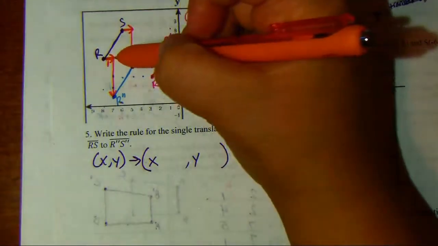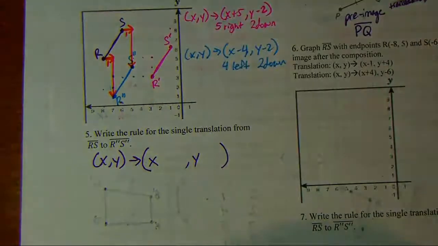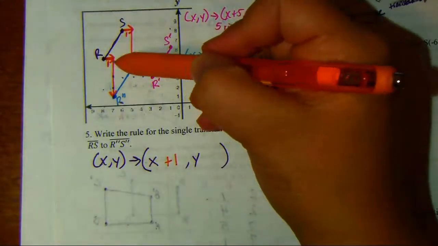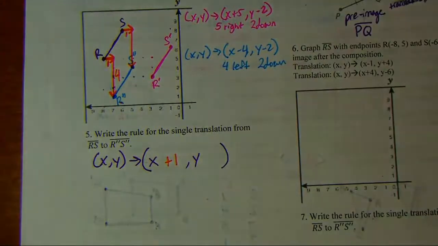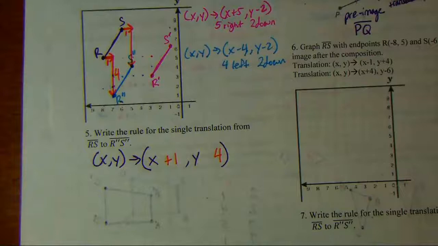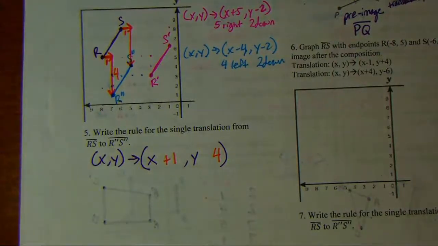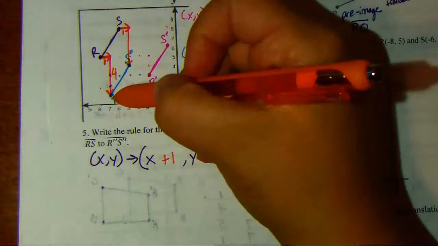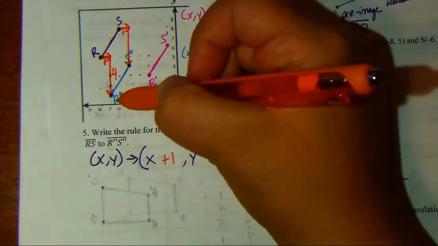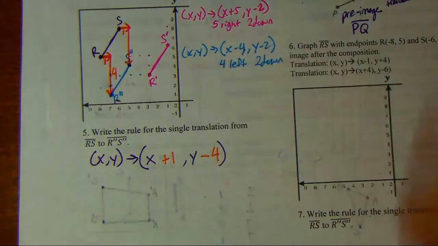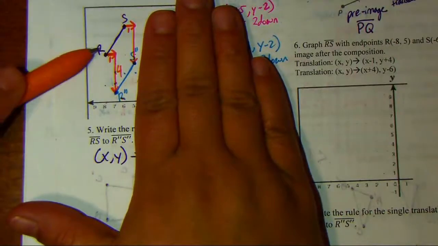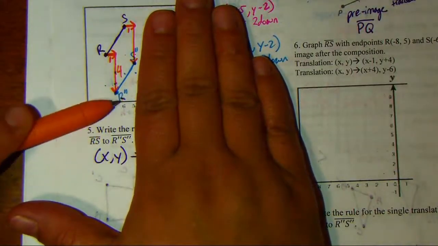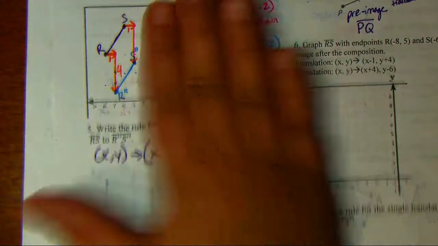So if I went 1 to the right in my x, that means I'm going to add 1 to x. And then from this, I go 1, 2, 3, 4. That's a 4. Okay, so that means for the y, I'm going to have a 4 here. But is it a plus or a minus 4? Well, we went down from R to R double prime. We went down, so it's going to be a minus 4. And that's going to be our rule that will take us directly from segment RS to segment R double prime, S double prime. Okay.